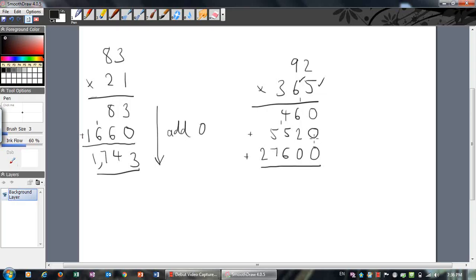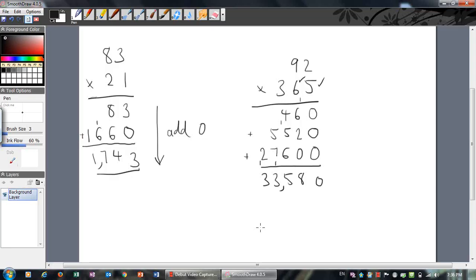0 plus 0 plus 0 is 0, that's easy. 6 plus 2 plus 0 is 8. 4 plus 5 plus 6 is 15, so we go 1 here, 5 there. 5 plus 7, that's 12, 13, put a little 1 here, 13, and 2 plus 1 is 3. So our grand total, 33,580.